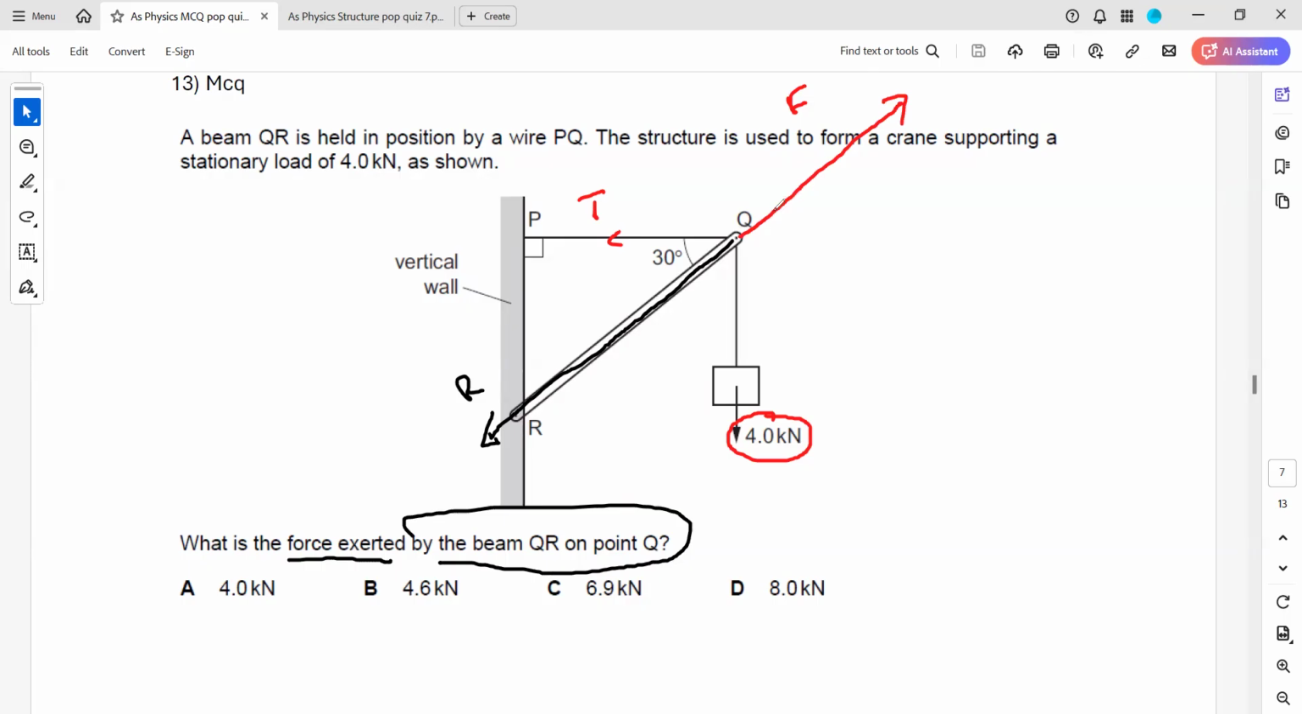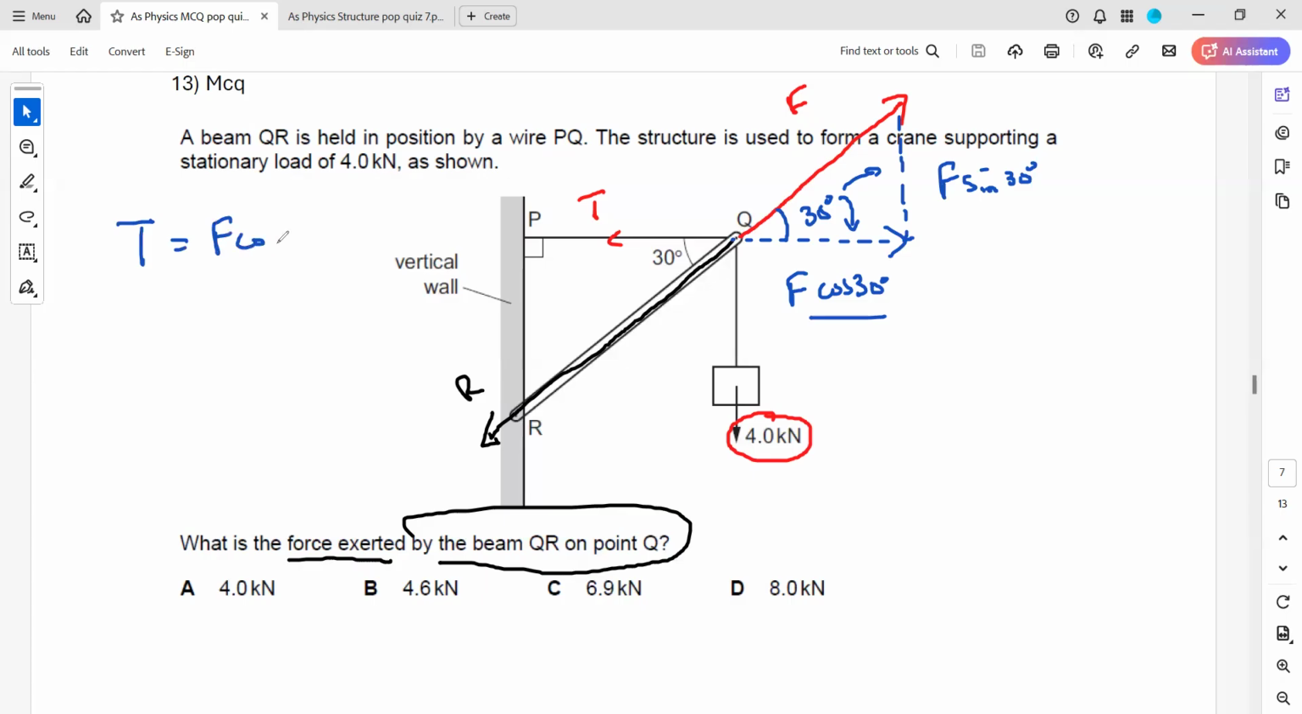And this F is making an angle. If I take an axis here, this F will make an angle theta. So this F will have two components. One component will be F cosine 30, and the other component of this F will be F sine 30. So F cosine 30, which is towards the right, is balancing the T. So it means T equals F cosine 30. Why can I not use this formula to solve for F? Because I don't know F and I don't know T. The tension is not given in the question.